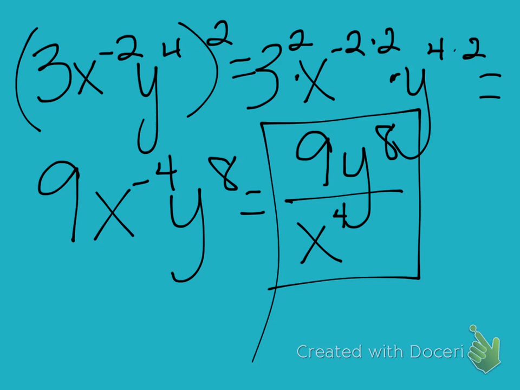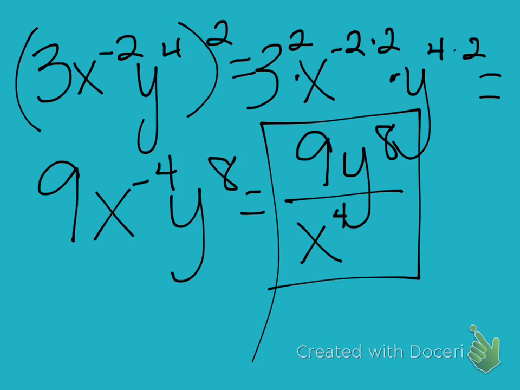Another example to establish some negative exponent values: if we have (3x to the negative 2, y to the fourth) all to the second power, we would take 3 to the second power times x to the negative 2 times 2 times y to the 4 times 2 power. So 3 to the second power is just 3 times 3, which is 9. X to the negative 2 times 2 power is the negative fourth power, and y to the 4 times 2 power is the 8th power. So what we're looking at right here is 9x to the negative fourth, y to the 8th.